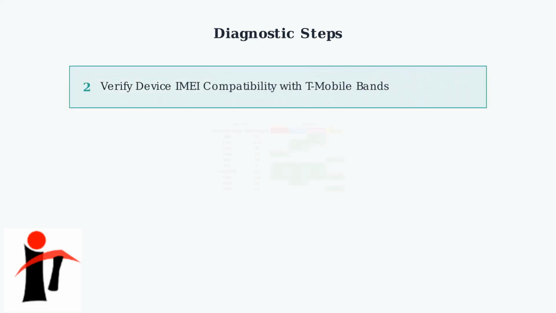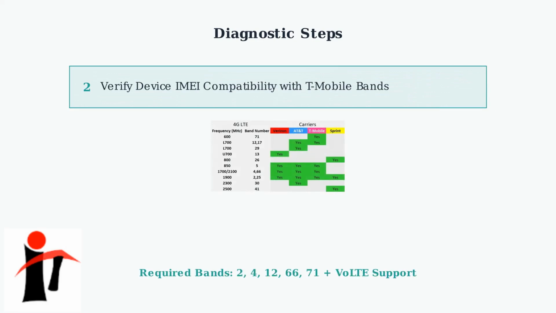Next, verify your device's IMEI compatibility with T-Mobile's frequency bands. Your device needs to support bands 2, 4, 12, 66, and 71 for optimal coverage. Band 71 is particularly important for rural coverage, while VoLTE support ensures voice services work properly in LTE-only areas.